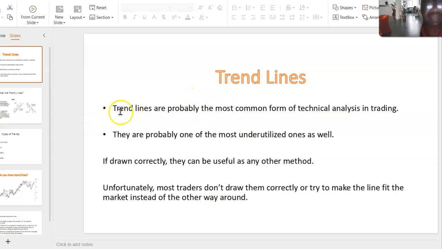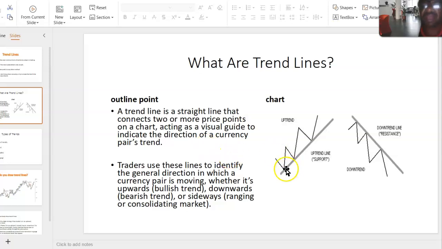So we said that trend lines are probably the most common form of technical analysis in trading. They are probably one of the most underutilized ones as well. If drawn correctly, they can be as useful as any other method. This is how a trend line looks. A trend line touches the first edge, possibly a second or third, so two edges or more. This is an uptrend when price is going up. This is a downtrend when price is going down.